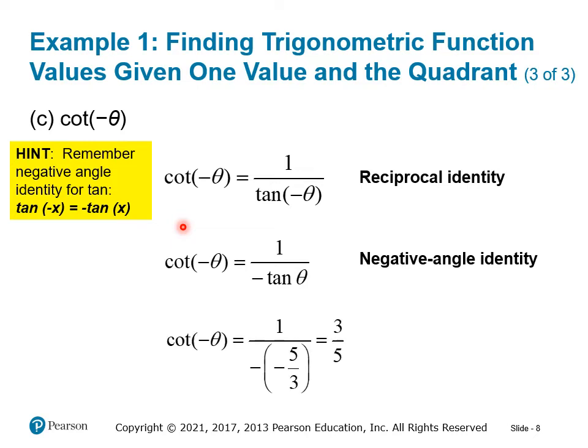The tangent of theta was equal to negative 5/3. We apply a negative to that, and it's 1 over that value, or the reciprocal. So we have 1 over 5/3, positive 5/3, and of course the reciprocal of 5/3 is 3/5.